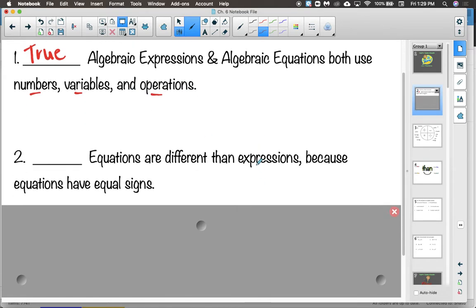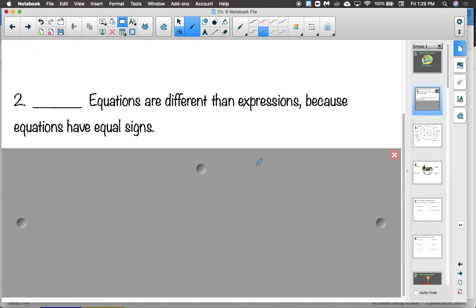Let's do number 2. Equations are different than expressions because equations have an equal sign. That's true as well. Here's a way you can remember that. Equations start with EQUA, and the word equal starts with EQUA. So that's how you can remember equations have an equal sign. Equations are equating two different expressions and telling you that they're equal.